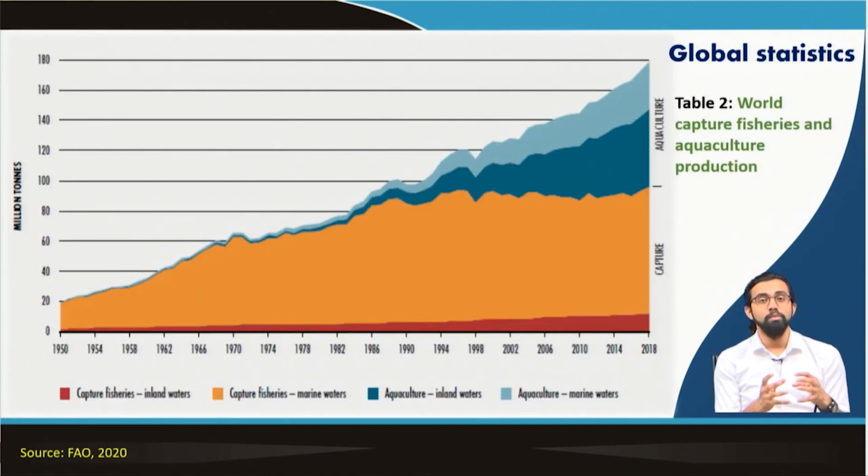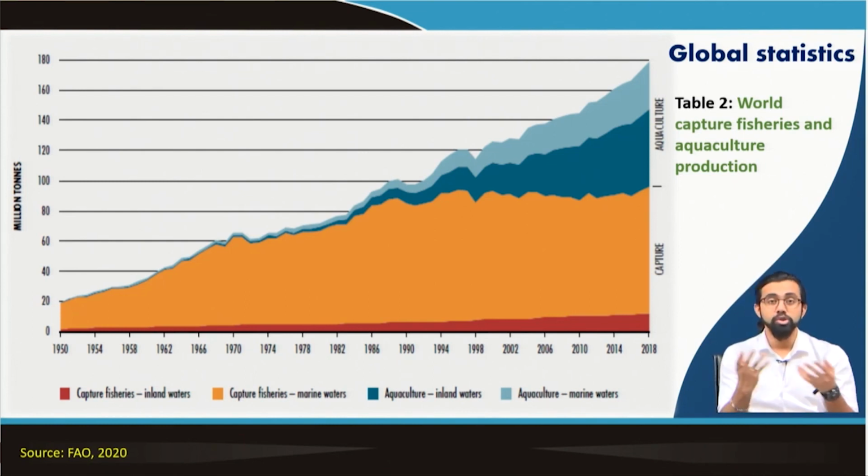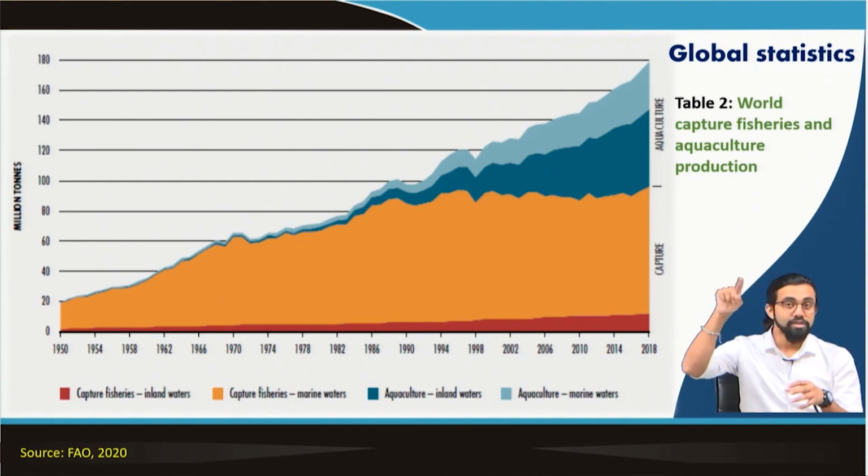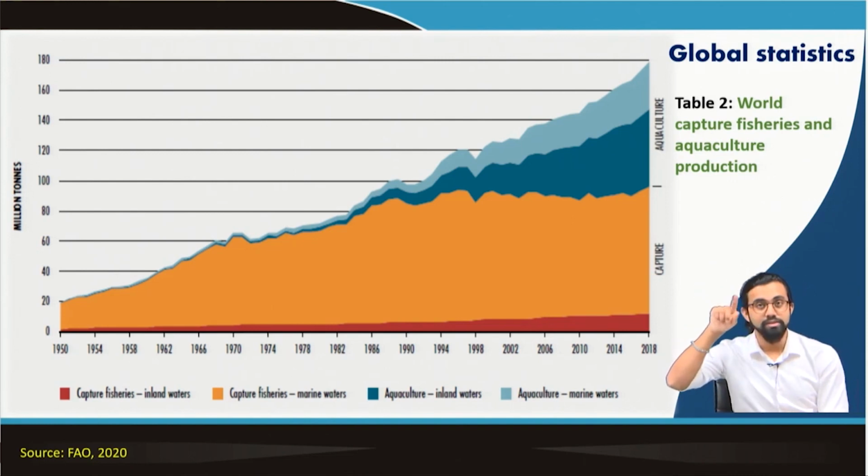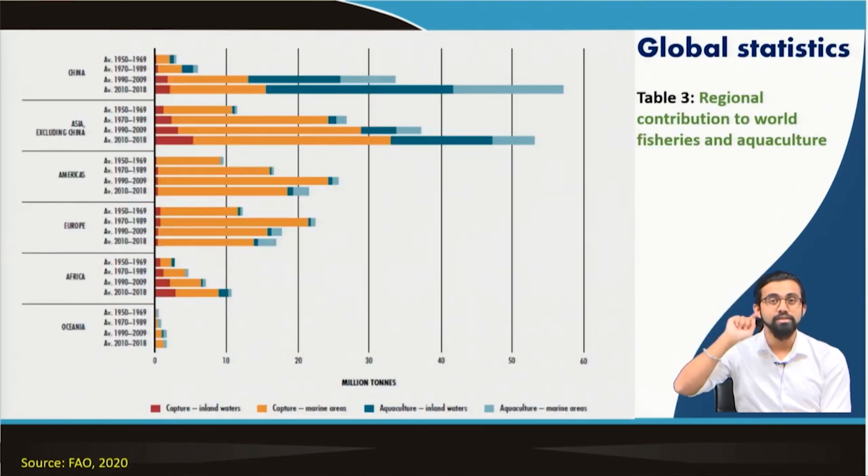The same data has a different representation: world capture fisheries and aquaculture production are shown in this figure. Capture fisheries are shown in this yellowish line and this orangish line, and the culture fisheries are given in these bluish lines, the deep blue and the light blue. Light blue shows aquaculture in marine water, deep blue shows aquaculture in inland water. This curve is increasing, as we discussed, right? This culture fisheries line is increasing.